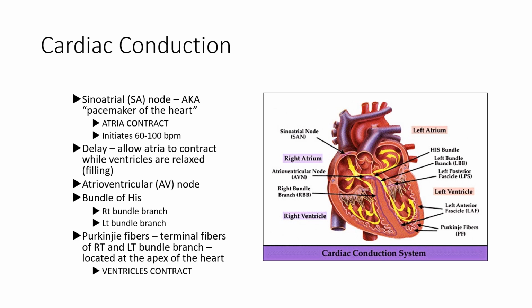And then the AV node will trigger the bundle of His. This goes into the right bundle branch and the left bundle branch. Then moving to the Purkinje fibers. These are the terminal fibers of the right and left bundle branch located at the apex of the heart. You can see them right here in the diagram. And this is what causes the ventricles to contract. You can kind of see them throughout the inside wall of the myocardium, or the endocardium.